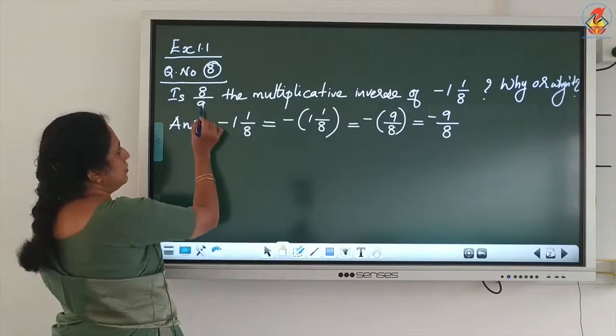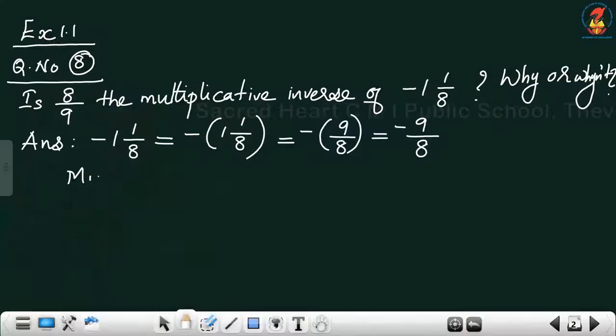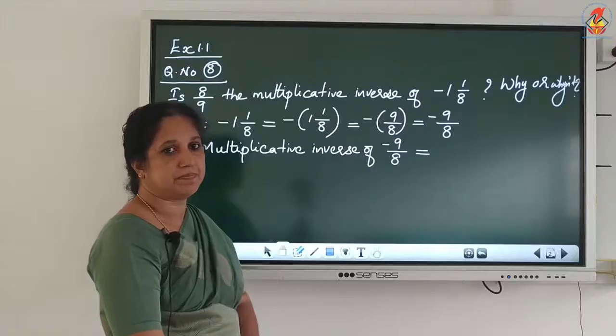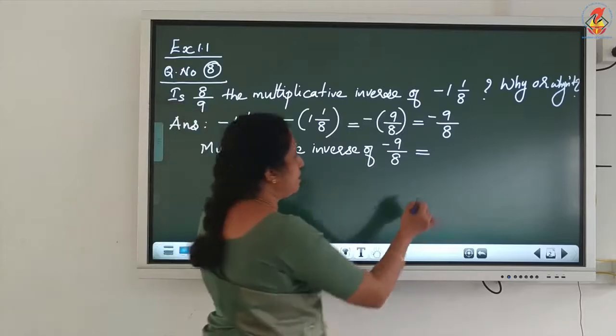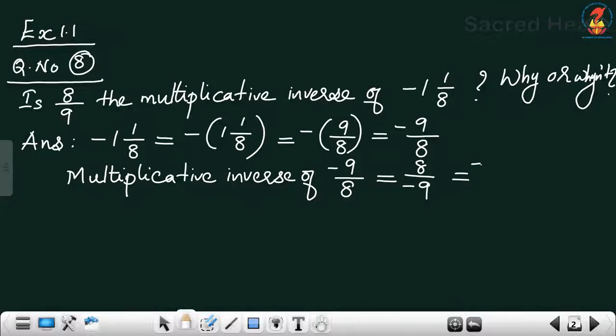Now you have to look into whether 8 by 9 is the multiplicative inverse. You know that the multiplicative inverse means the reciprocal. So what is the multiplicative inverse or reciprocal of negative 9 by 8? It is 8 by negative 9, or we can write it as negative 8 by 9.